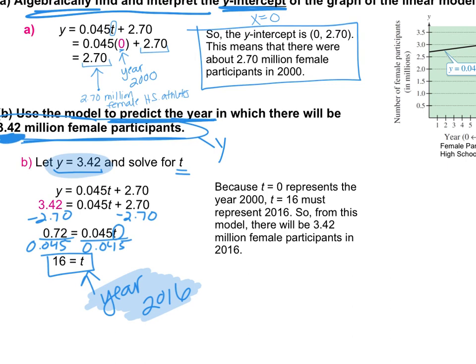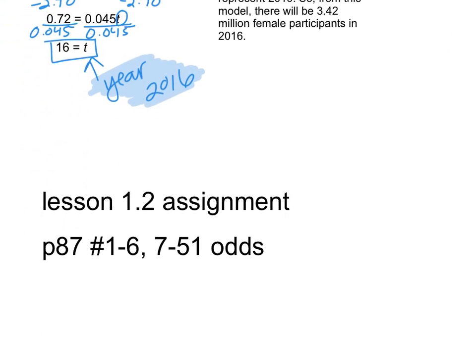All right, that concludes our notes for this lesson. So here's your assignment, 1 through 6, all, and then 7 through 51, just the odds there. And then please make sure you're checking your answers with the answer key posted.